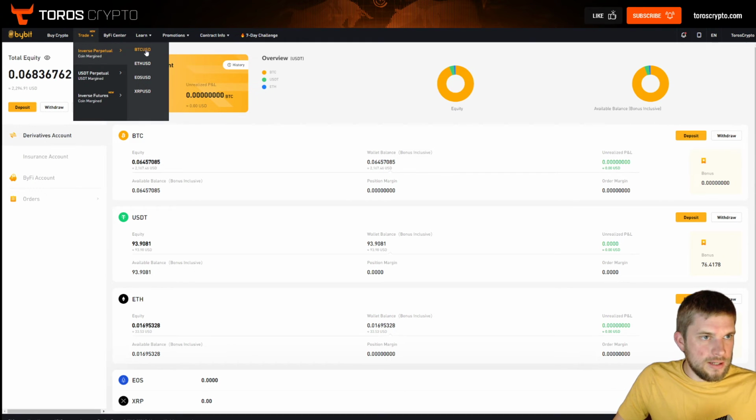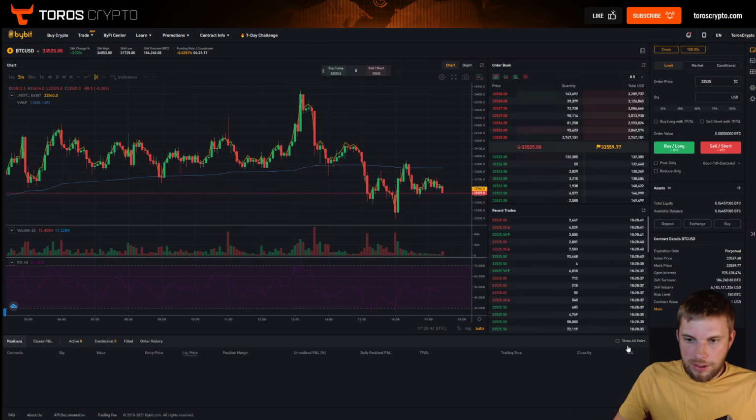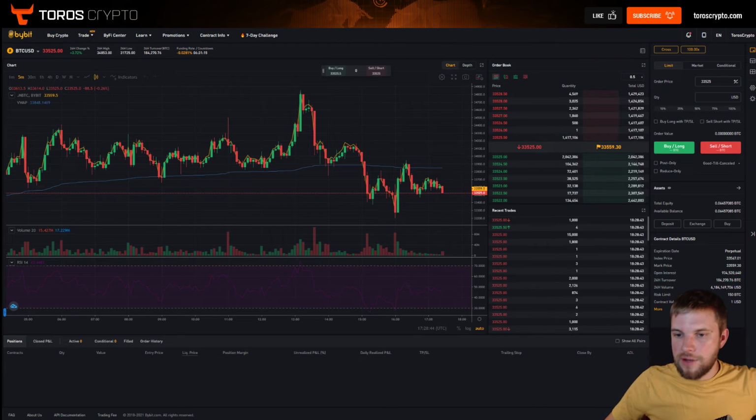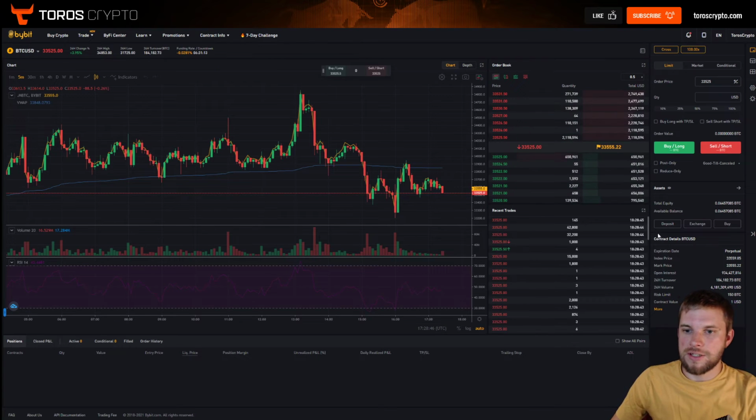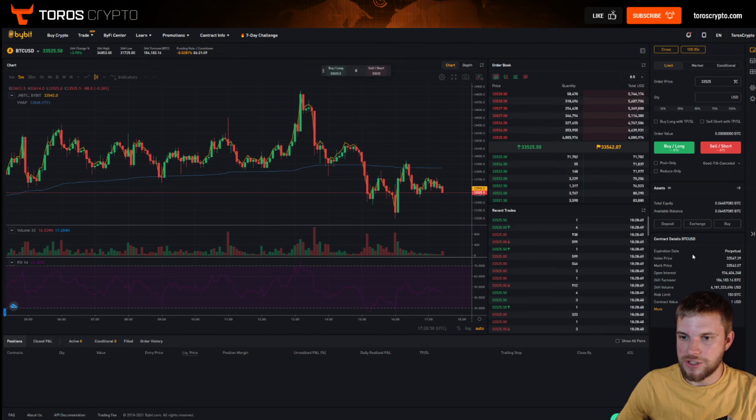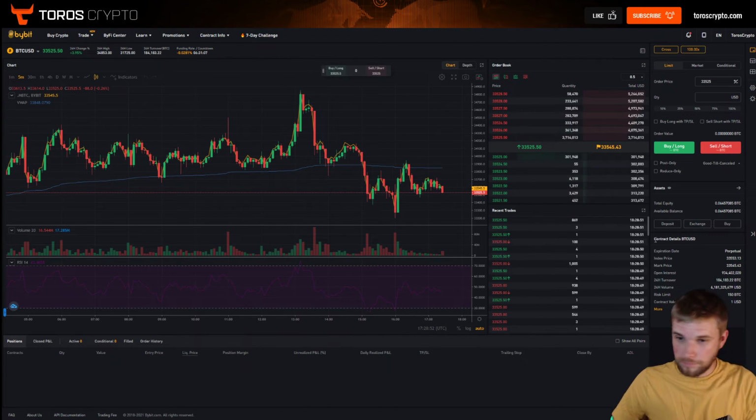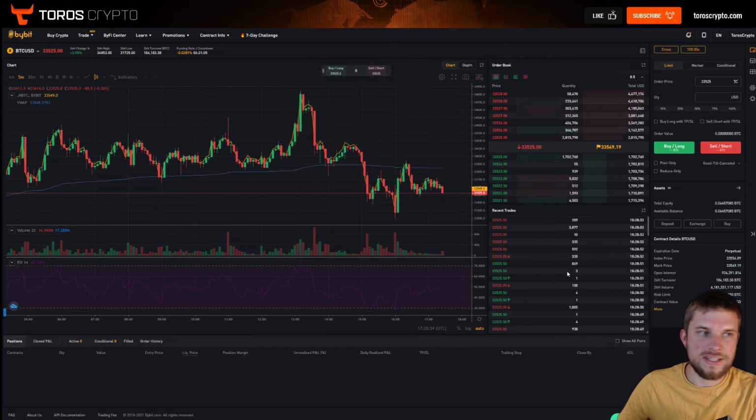Let's then have another look back on the exchange and go over a few other little bits. So you can see this very last tab that we have down here. This basically just shows you the contract details. So you can see here we're on the inverse perpetual. The expiration date is perpetual. It means it doesn't expire, but you pay funding on that.